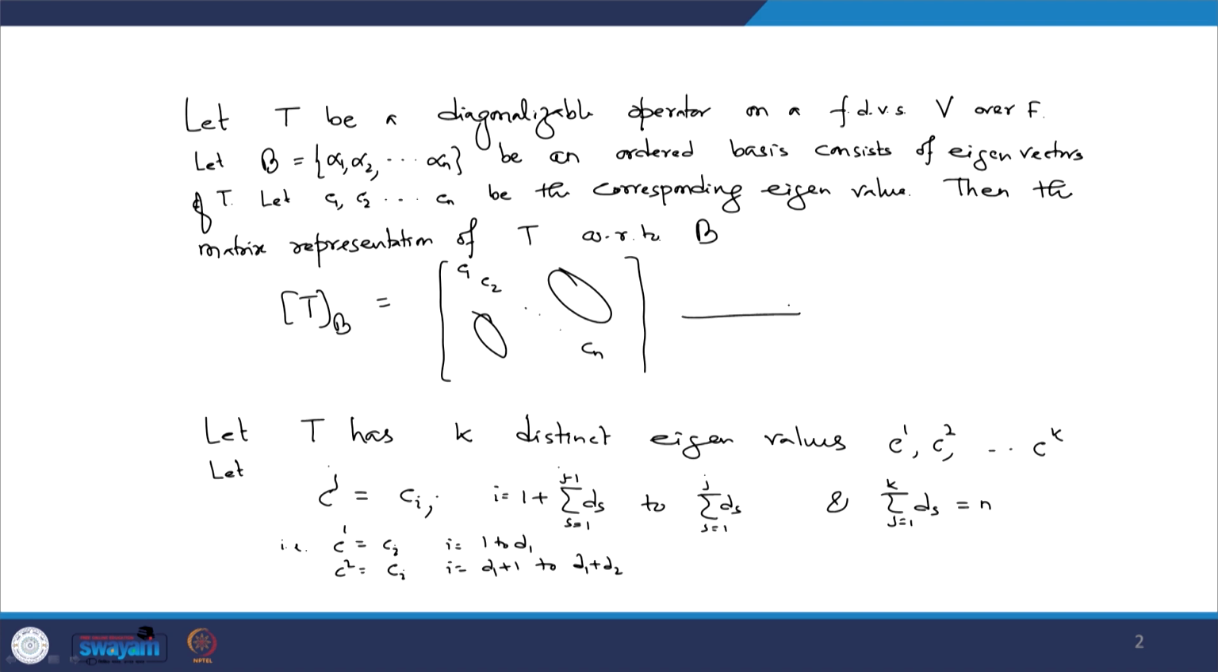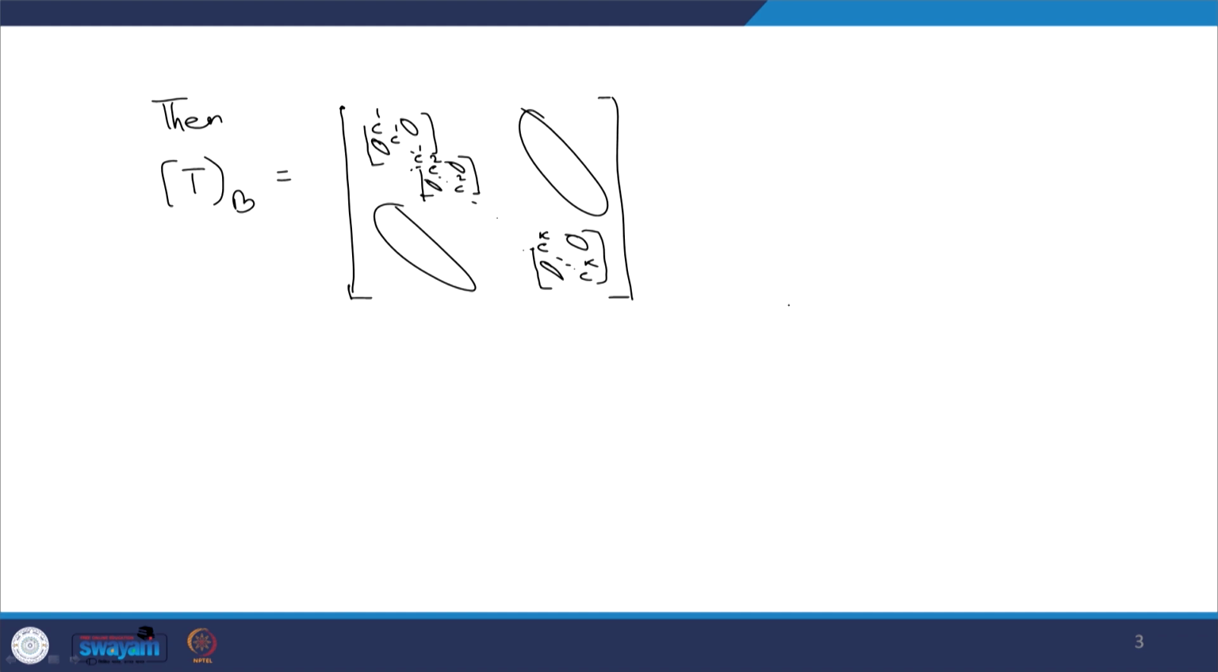So, if this is the case, then the diagonal matrix representation of T that I have written here can be rewritten like this, as a block diagonal matrix. Each block is again a diagonal matrix with entries c1, c1, c1 and so on, then c2, c2, c2. The first block is d1 by d1, the second is d2 by d2, and the last one is dk by dk, so that the sum of di for i equal to 1 to k equals n. This is the matrix representation of T when some roots are repeated.